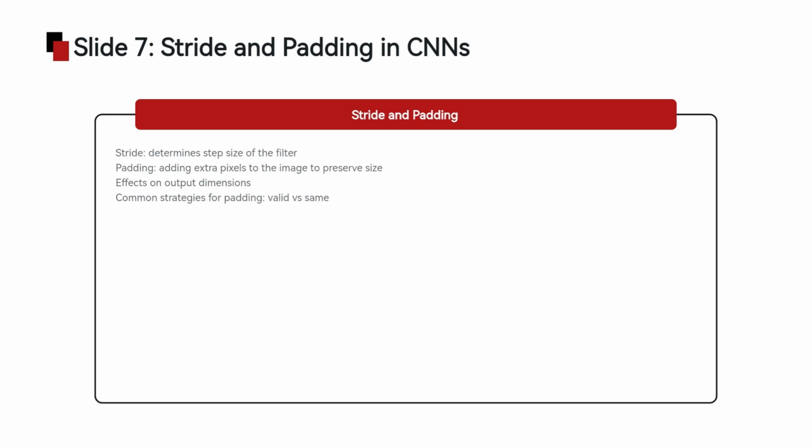image is not lost. There are two main types of padding: valid padding, which applies no padding and reduces the size of the image, and same padding, which adds enough padding to keep the output size the same as the input size. The choice of stride and padding affects the spatial dimensions of the output feature maps and is an important consideration when designing CNN architectures.